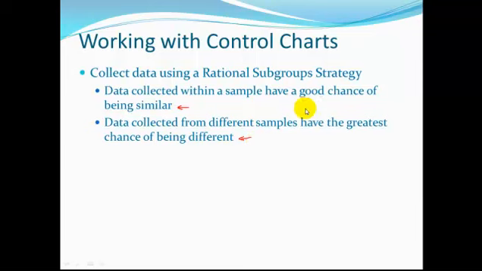Now, the key idea here is we don't want there to be any chance of them being different. We don't want things to happen. We don't want assignable or special causes of variation to come in and have an effect on whatever it is we're dealing with.